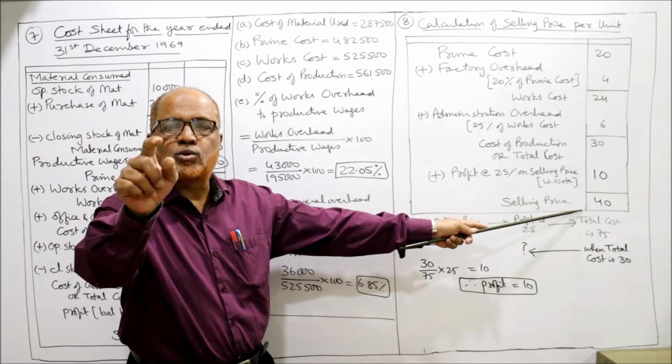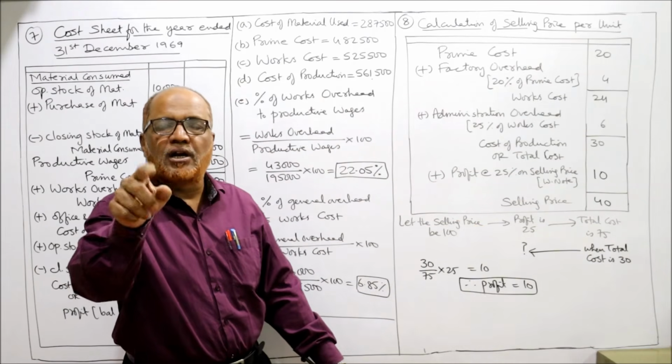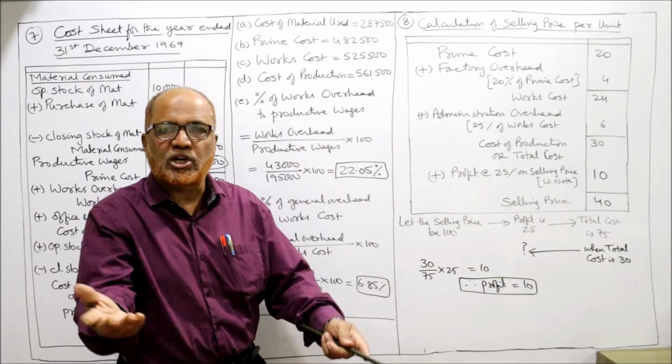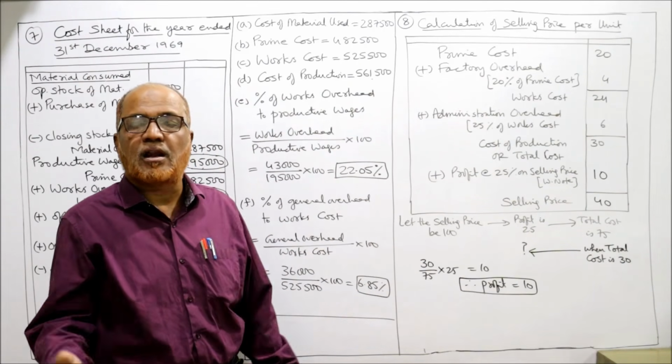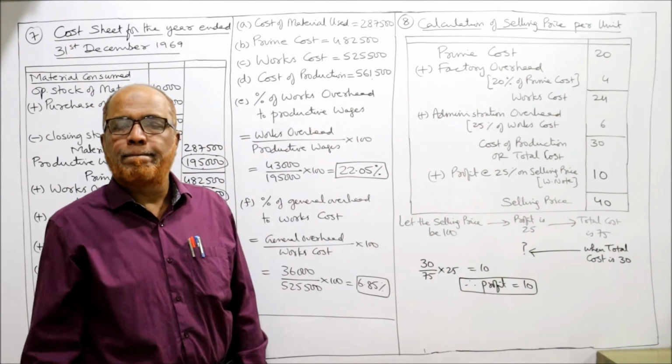Now you calculate 25% of 40 rupees. Do you get 10 rupees or not? Check. You will get 10 rupees. That means our assumption, our calculations are 100% correct.